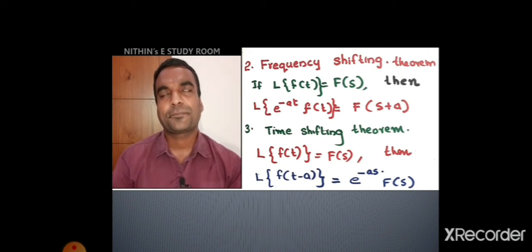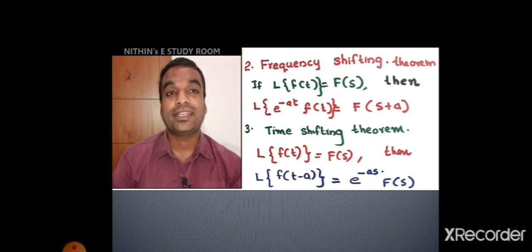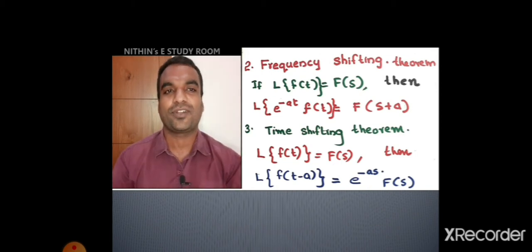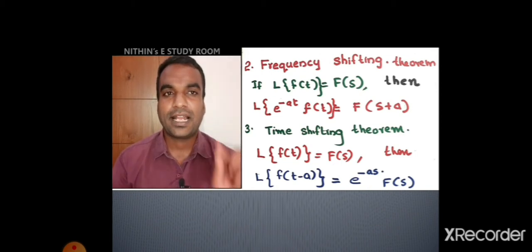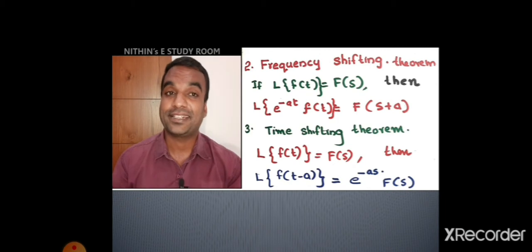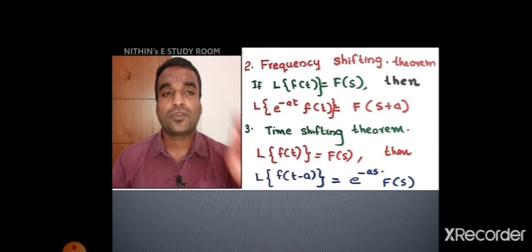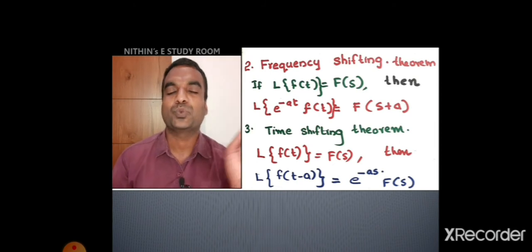On the other hand, if I am asking you to find the Laplace transform of e raised to 2t into 1, please write it on paper. Laplace transform of e raised to 2t into 1. Then it will be F of s minus a. Then that is equal to 1 by s minus 2.